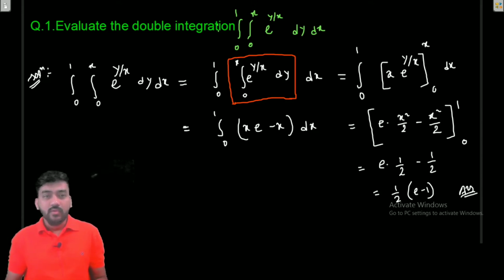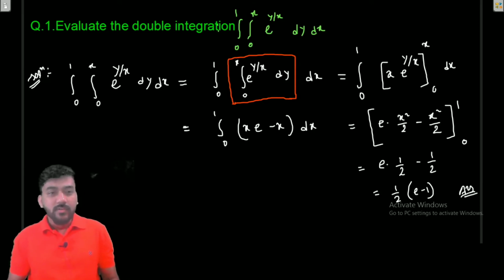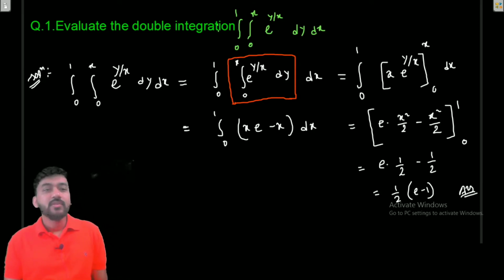Let me take the first question. Evaluate the double integration from 0 to 1 and 0 to x of e to the power y by x, dy dx. From this integration you can see that the limit is 0 to x, and obviously this limit is for y. It cannot be x equal to x, but it is y equal to x.